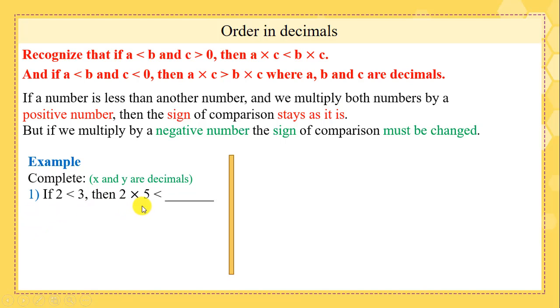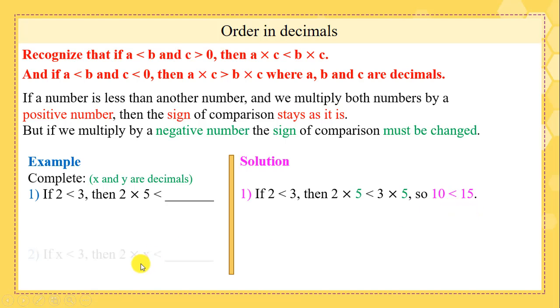For example, complete. If 2 less than 3, then 2 times 5 less than what? Let's see. If 2 less than 3, then 2 times 5 less than 3 times 5. Why? Since we multiplied 2 by 5, due to our rule, we must also multiply the second term by the same number, which is 5. And since 5 is a positive number, we didn't change the sign of comparison. 2 times 5 equals 10, and 3 times 5 equals 15, so we have 10 less than 15.